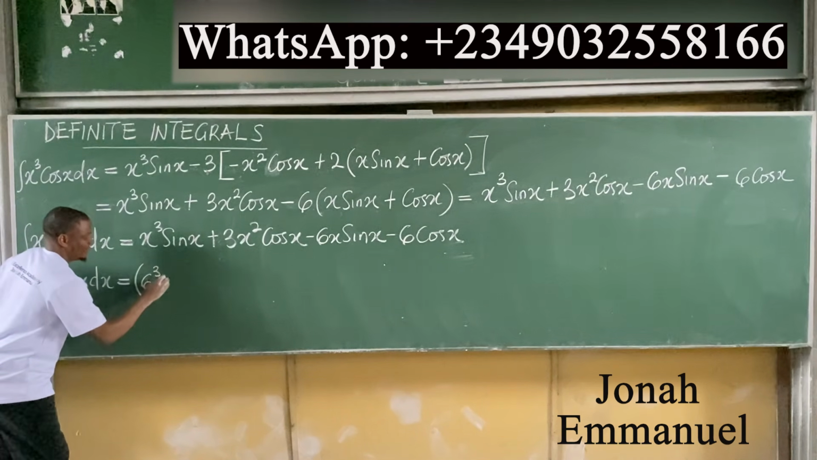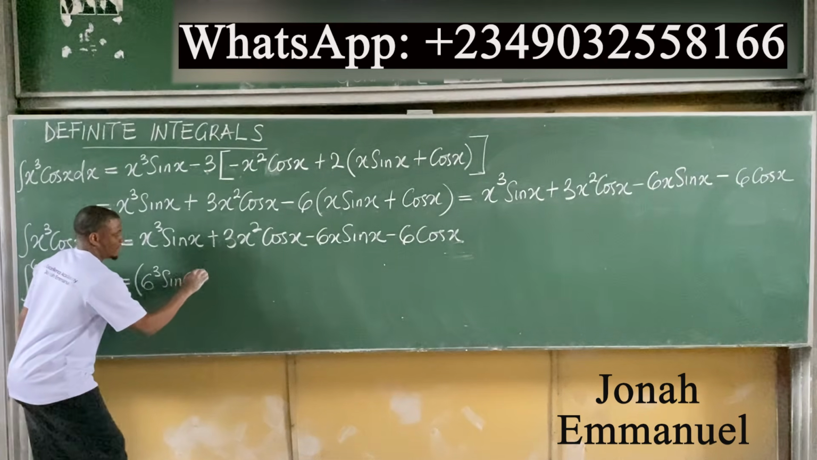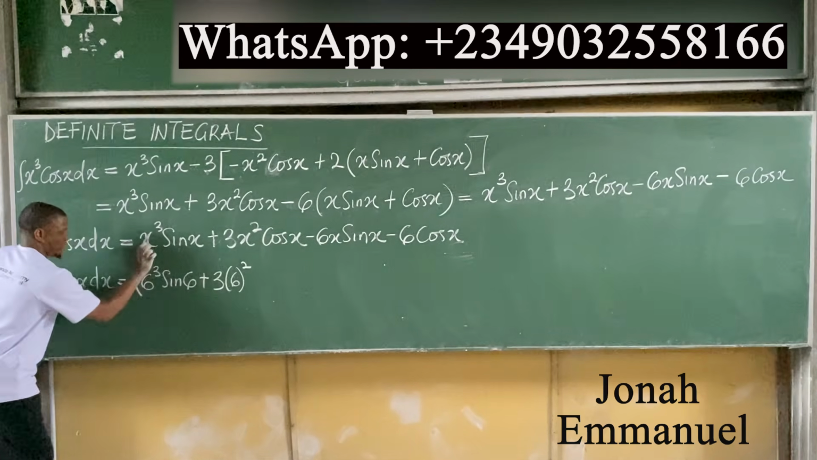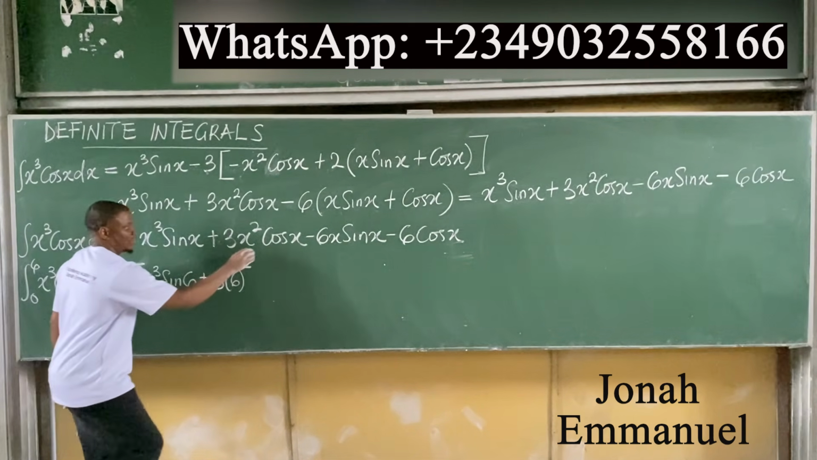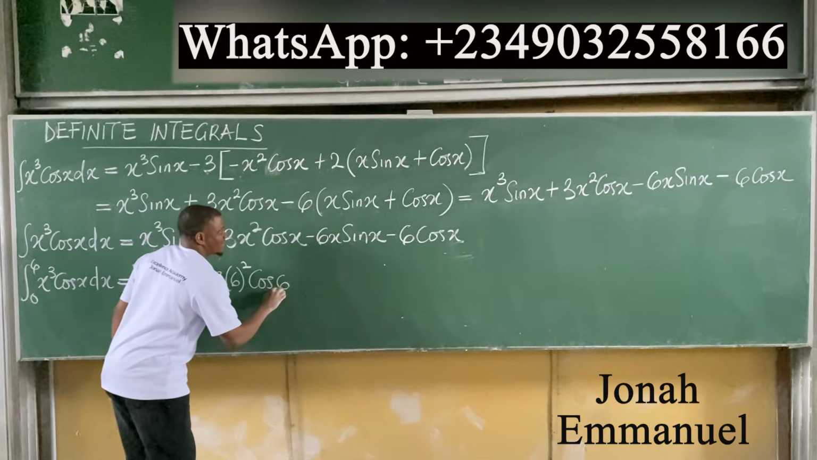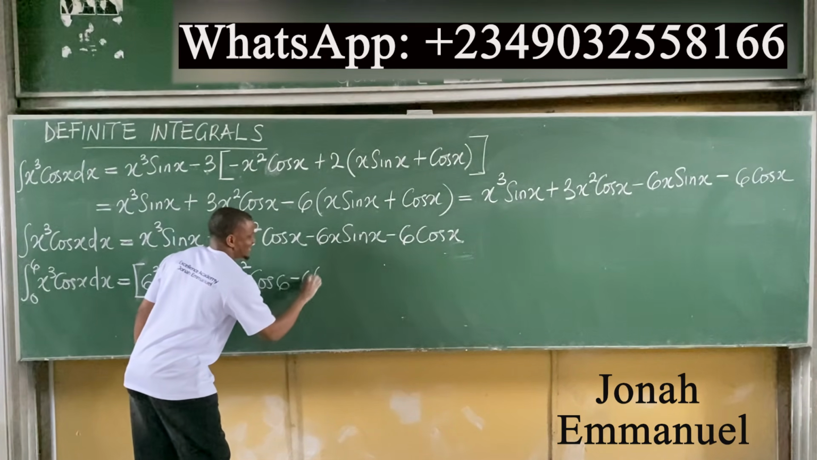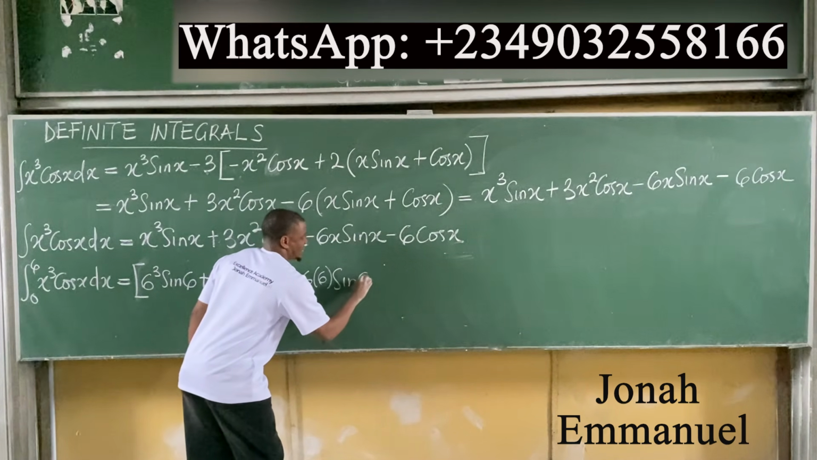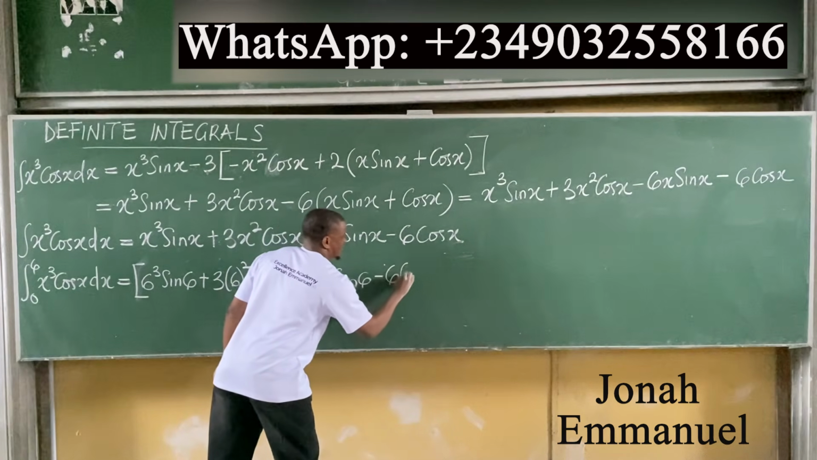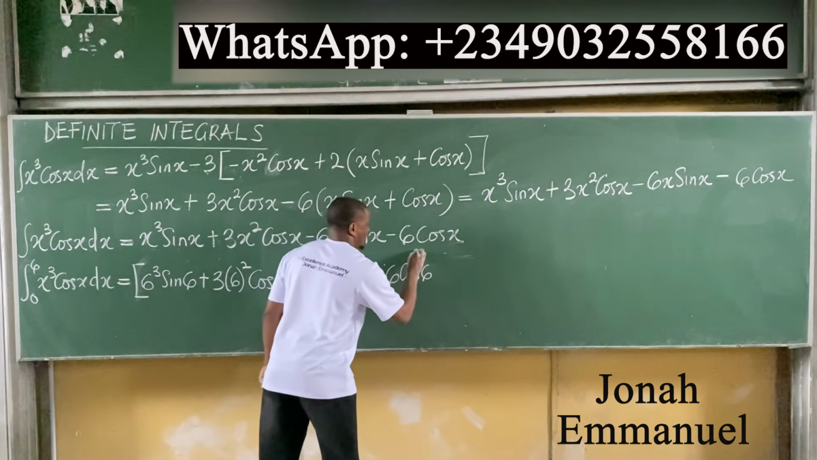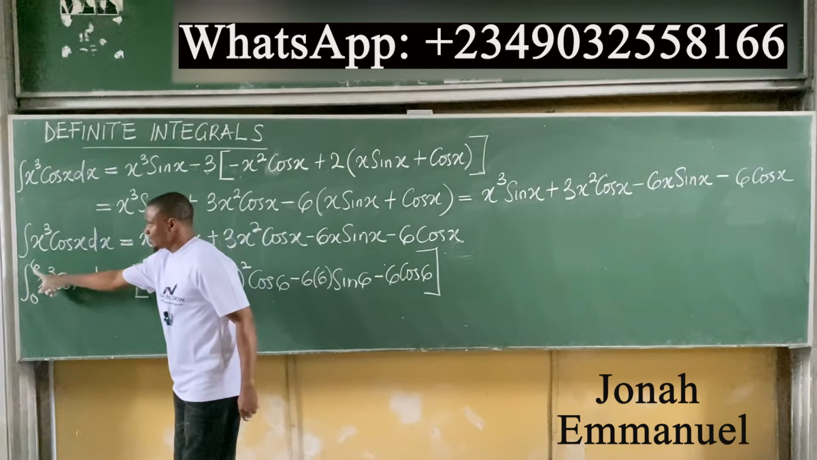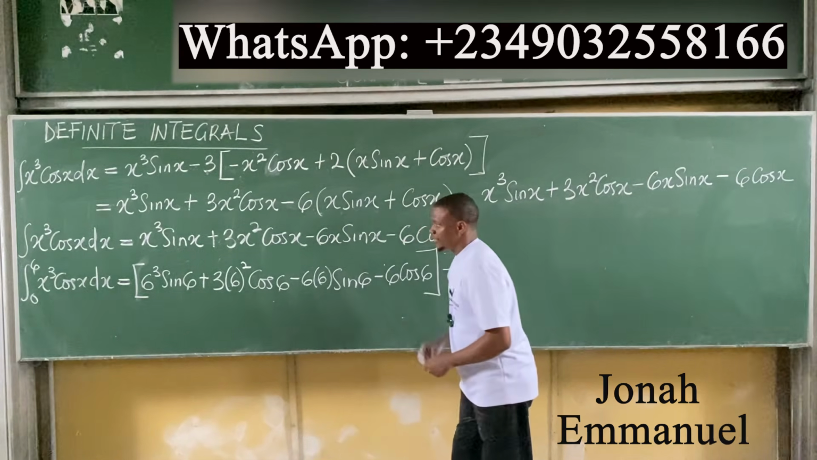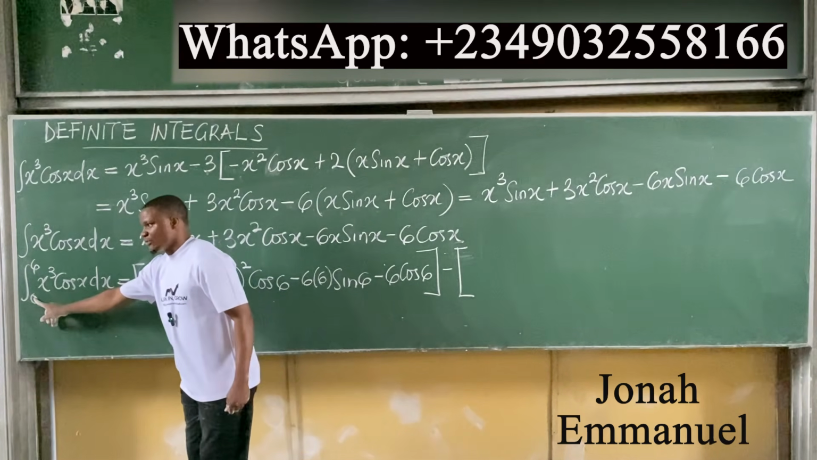6 cubed sine 6 plus 3 times 6 squared cos 6 minus 6 times 6 sine 6 minus 6 cos 6. Please, someone be punching this for us, please. This is for the upper limit. Minus for the lower limit. Do the same thing, but in this case, use 0.